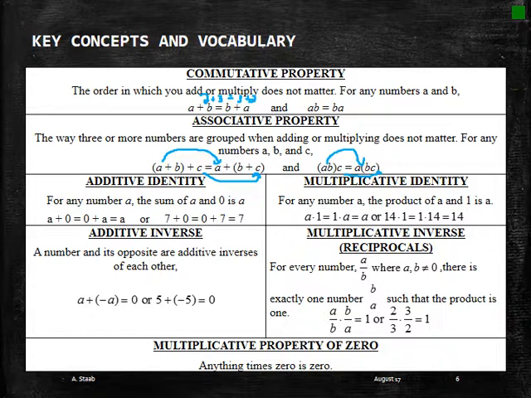And then we have the multiplicative property of 0. Anything times 0 is always 0. So a times 0 is 0, 0 times a is 0. Or 2 times 0 is 0, 0 times 2 is 0.